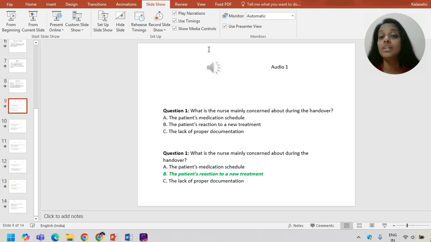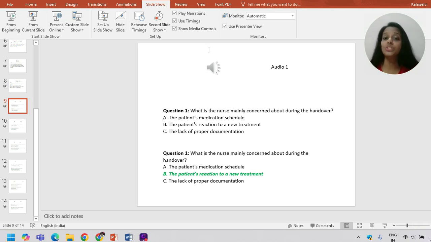Now, while you're listening, remember you only hear it once. So you have to be very sharp and active. You need to focus on the speaker's tone and keywords. You need to ask yourself, are they giving an instruction, or are they expressing any concern or making a suggestion, or are they comparing something, or are they correcting someone? So tone gives away the speaker's purpose and attitude.